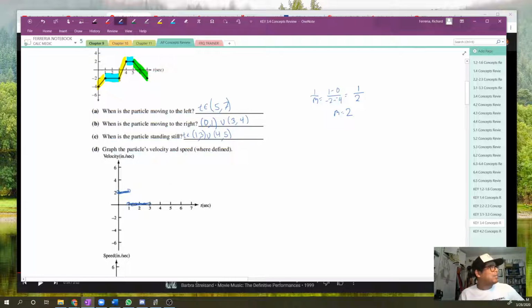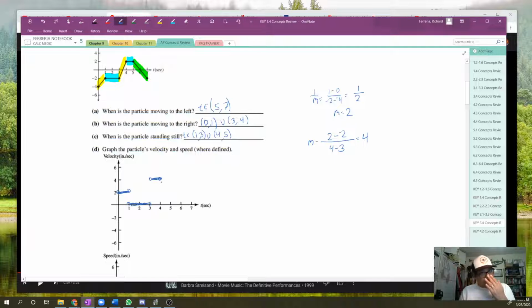Our next section is from t equals 3 to t equals 4. Let's figure out the slope here, and let's not make the same mistake I did last time. From t equals 3 to t equals 4, the y-coordinate when t equals 4 is 2. The y-coordinate when t equals 3 is negative 2. So this looks like a slope of 4. Okay, so from 3 to 4, we've got a slope of 4.